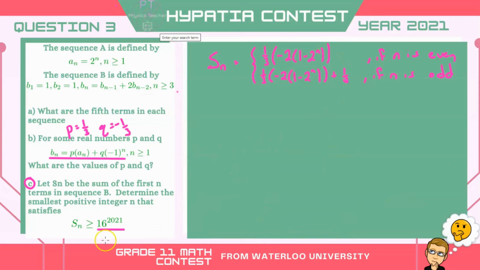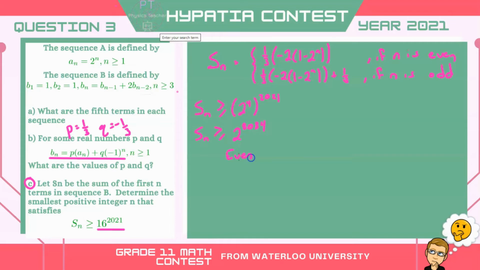Now, let's go back to that restriction we need to satisfy, where this sum is greater than or equal to 16 to the power of 2021. So we can change that a little bit, since we do have powers of 2's in here. We'll say this is greater than or equal to, instead of 16, I'll replace 16 with 2 to the power of 4, and that's all to the power of 2021. So that means the sum must be greater than or equal to 2 to the power of 8,084.